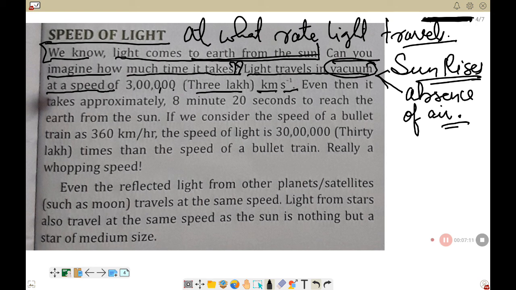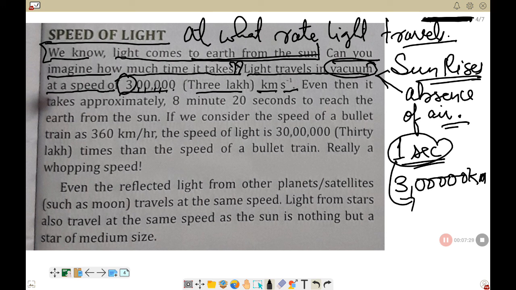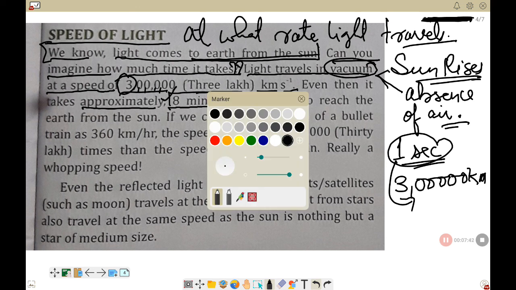So ones, tens, hundreds, thousands, 10,000, 100,000, lakh. So 3 lakh. See, you can wonder here, in 1 second light can travel 3 lakh kilometers. Imagine how fast the light is. Just in 1 second it can travel 3 lakh kilometers, and the time that it takes to reach earth is approximately 8 minutes and 20 seconds.